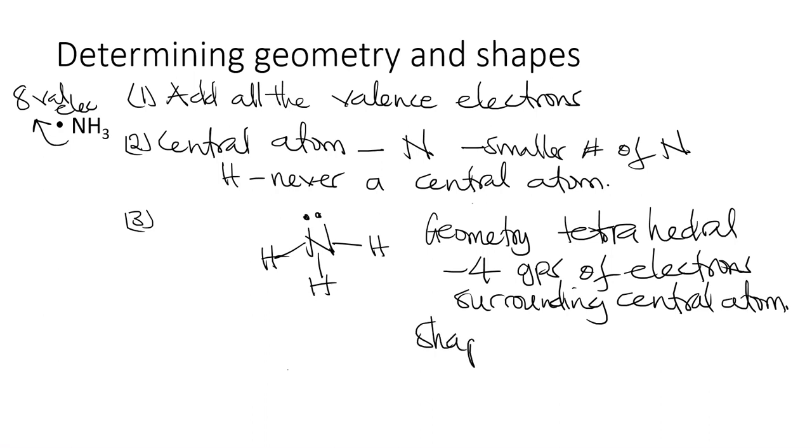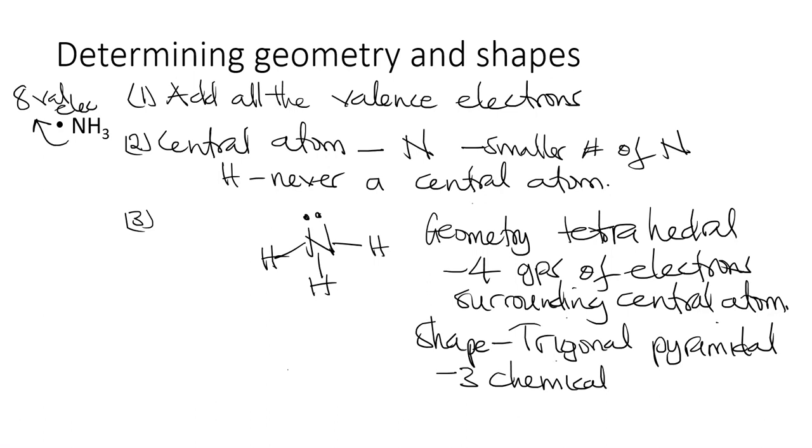Now shape is trigonal pyramidal because here we have formed only 3 chemical bonds. So 3 chemical bonds and 1 non-bonding. So we have 3 chemical bonds, 1, 2, 3, and then we have 1 non-bonding. So the shape and geometry will be different because we are lacking 1 chemical bond there.